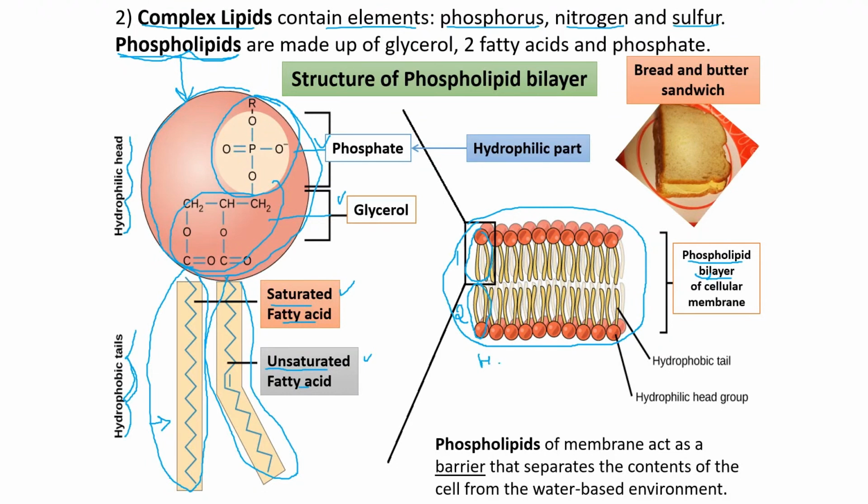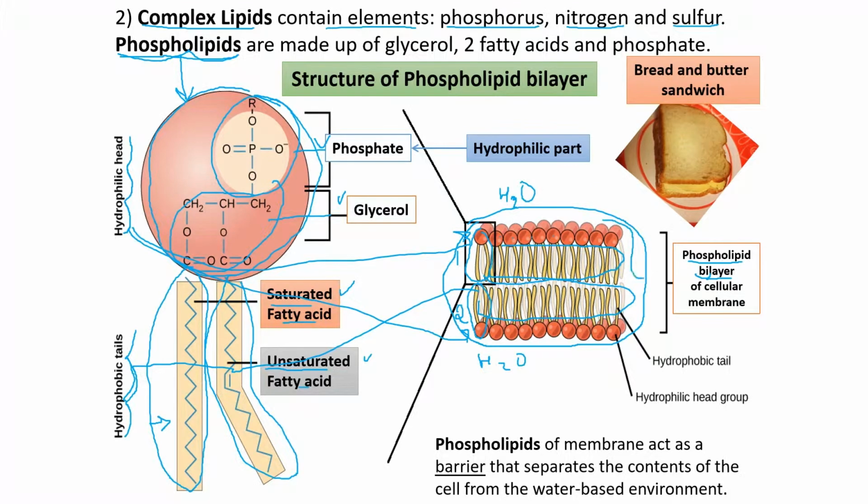Water will be here and water will be here. The phospholipids self-organize like this inside the water because this red part is the hydrophilic heads, and they like water, so they will be close to the water. But this yellow part, 1 and 2, is the hydrophobic tails. They hate water, so they will be far away from the water, attached to each other and oriented toward each other.